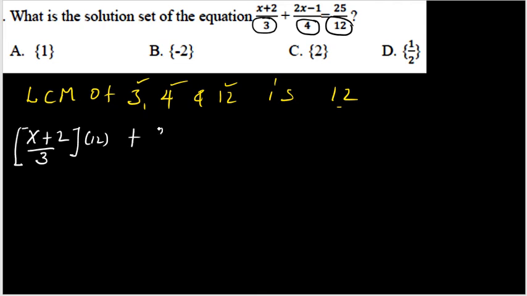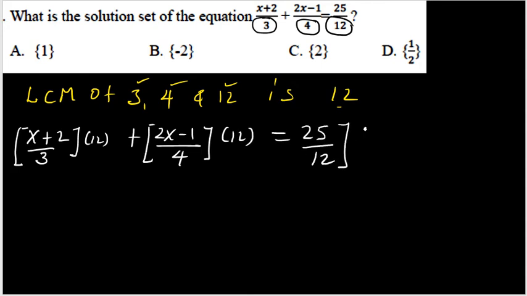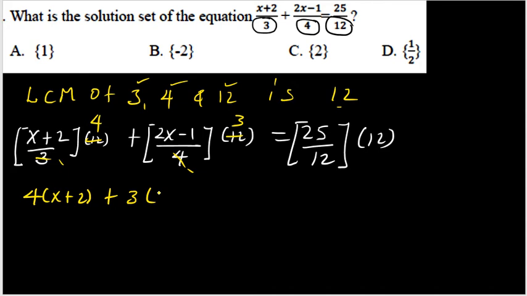plus (2x minus 1) over 4 will be multiplied by 12, is equal to 25 over 12, also multiplied by 12, each of the terms. Therefore, 12 divided by 3 is 4, and 4 times (x plus 2) remains, plus 12 divided by 4 is 3, so 3 times (2x minus 1) remains, which is equal to, here 12 cancels out and 25 remains.